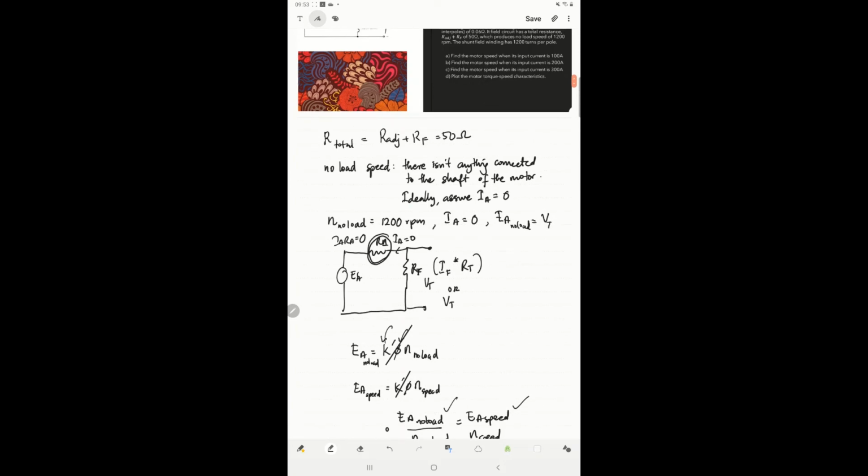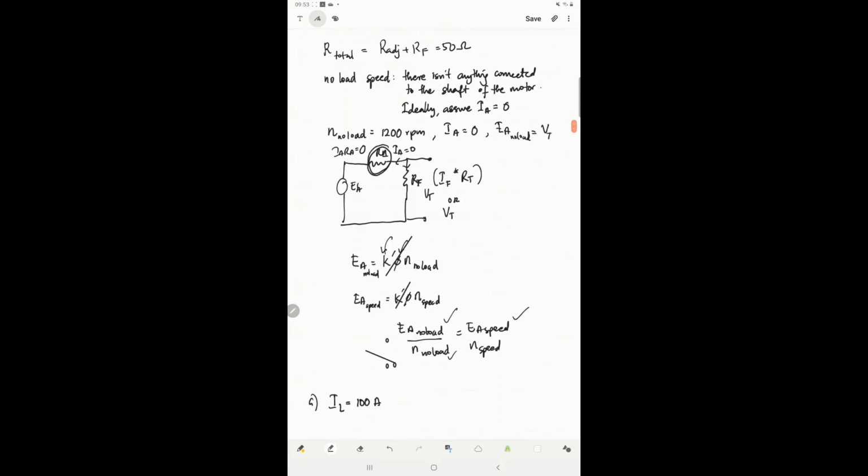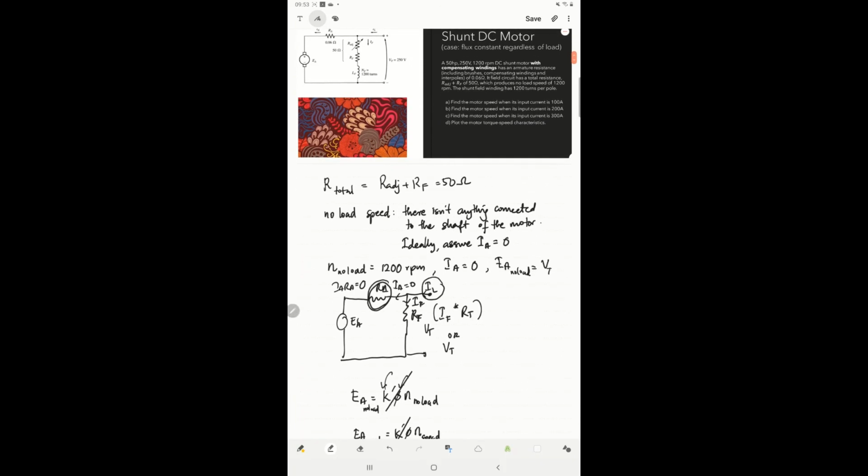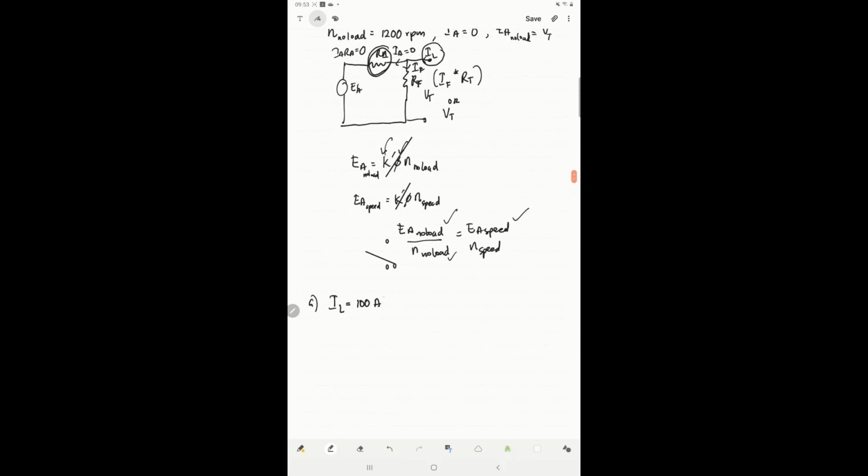Alright, so let's see. The first question says that if the line current is 100 ampere, now we know from the circuit that we have IA and IF, and this is the line current IL. So the input current of 100 ampere refers to IL. Now how much is IA? IA is IL minus IF, because at this node IL goes in and branches out into IA and IF. So here it's 100 ampere minus IF.